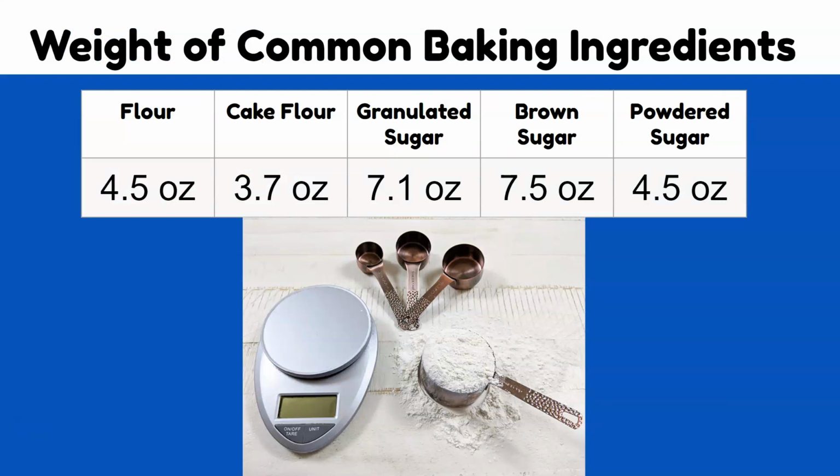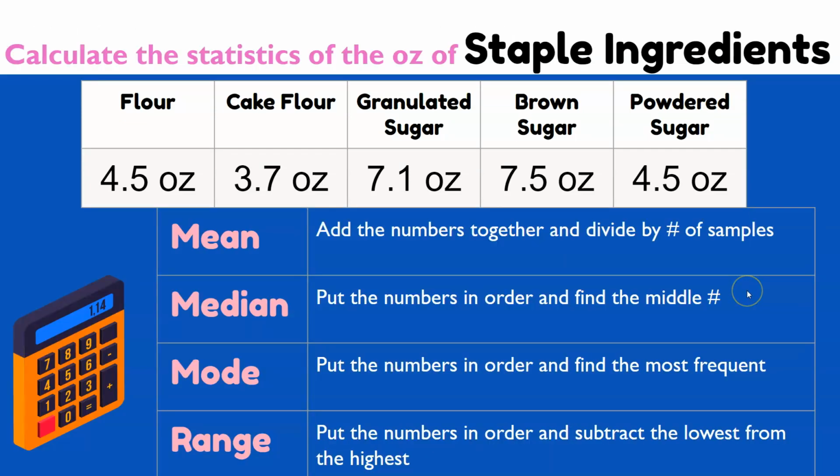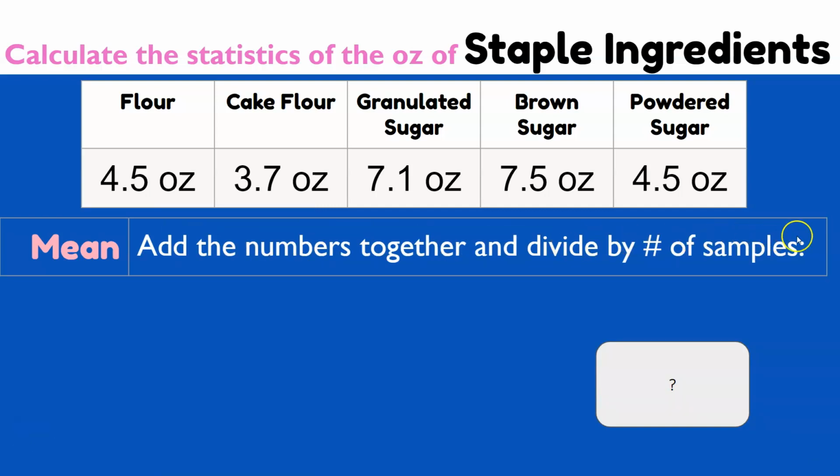Okay, so we have the weight of common baking ingredients. We're going to look at flour, cake flour, granulated sugar, brown sugar, powdered sugar. So we've got some weights in ounces here, and we're going to calculate mean, median, mode, and range. I'm going to have you calculate those and answer questions in the next few sections of this video. So it'll stop and you'll actually provide those answers in a multiple choice question. So here we go. Add the numbers together and divide by the number of samples to find the mean of these numbers right here. Take some time to do that, and there will be a question for you to answer after this.